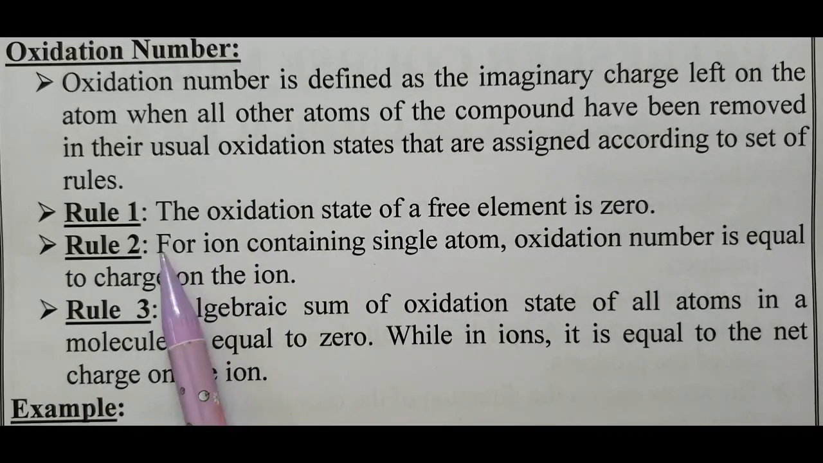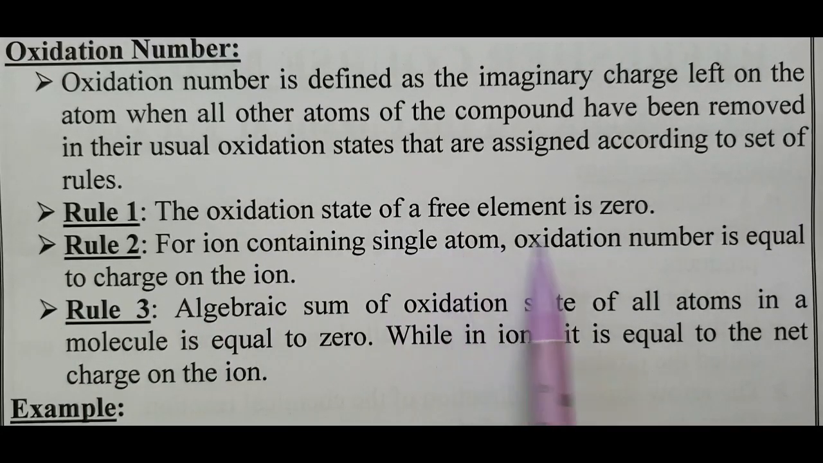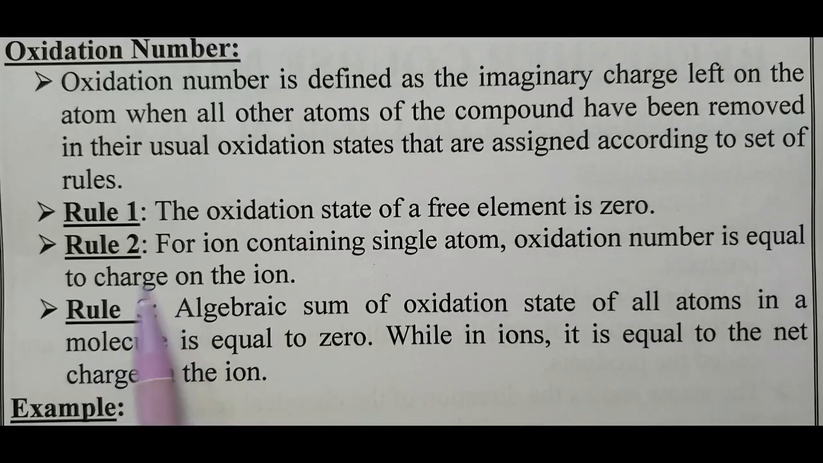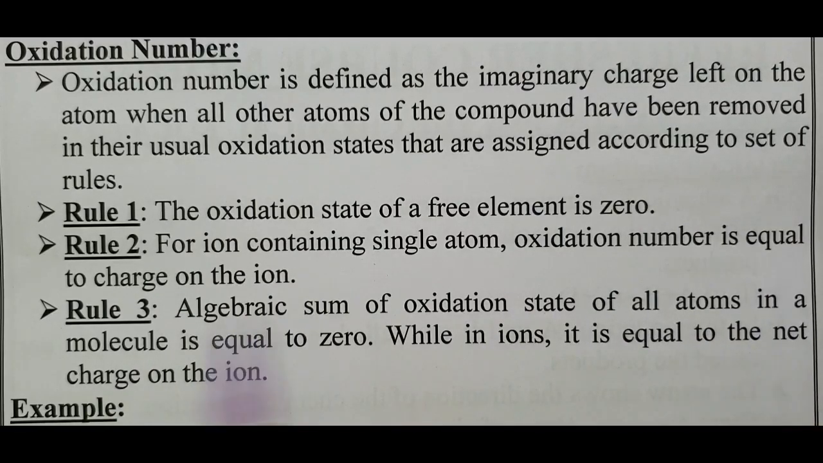Rule number 2, for an ion containing a single atom, the oxidation number is equal to the charge on the ion. Rule number 3, the algebraic sum of the oxidation states of all the atoms in a molecule is equal to 0, while in ions, it is equal to the net charge on the ion.